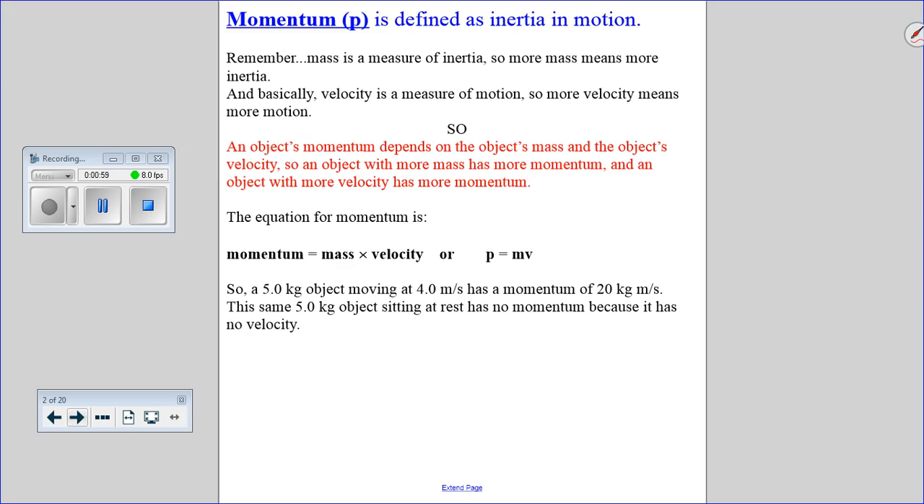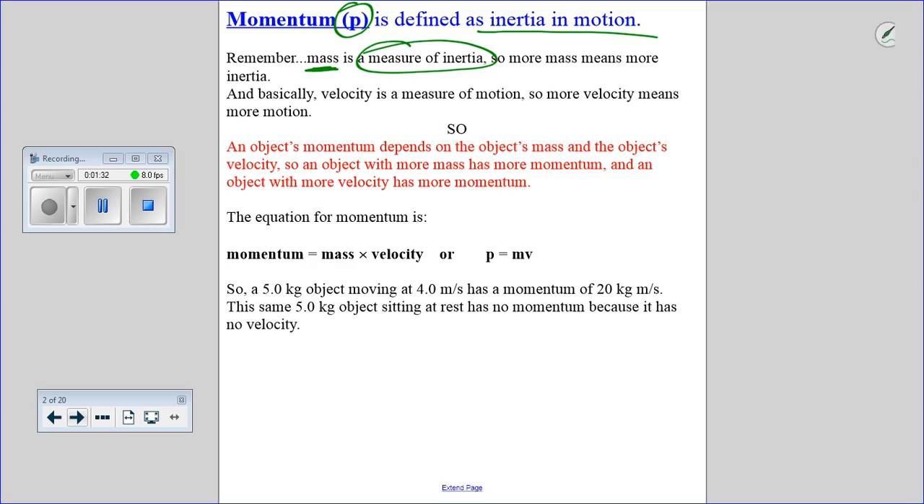There's an author named Paul Hewitt who wrote a very well-known physics book that is used in many, many high schools. And he defines momentum as inertia in motion, okay? The symbol for momentum is the lowercase letter p, which is frustrating, but deal with it. So inertia in motion, what does that mean? Remember, technically speaking, mass is a measure of inertia. So the more mass something has, the more inertia it's got.